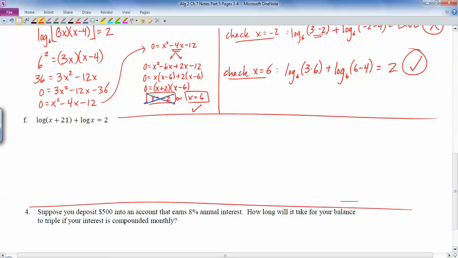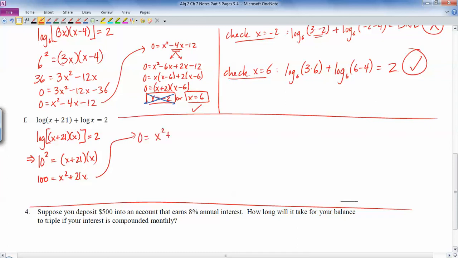Okay. So it's regular log of x plus 21 plus log of x equals a constant. So we can combine the two logs. So that's going to turn into the product of x plus 21 and x equals 2. Remember, no base written means base is 10, so this will turn into 10 squared equals x plus 21 times x. So that's going to be 100 equals x squared plus 21x. And then if I make that equal 0, I've got x squared plus 21x minus 100 equals 0.